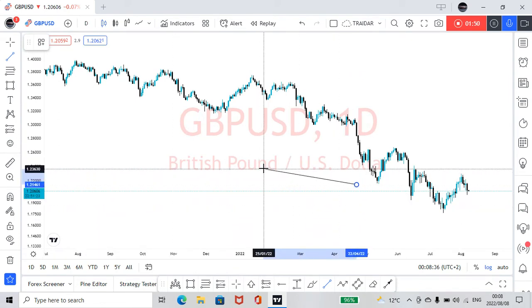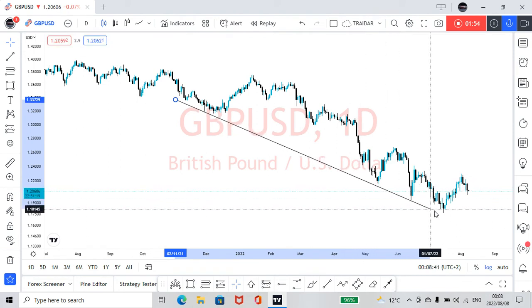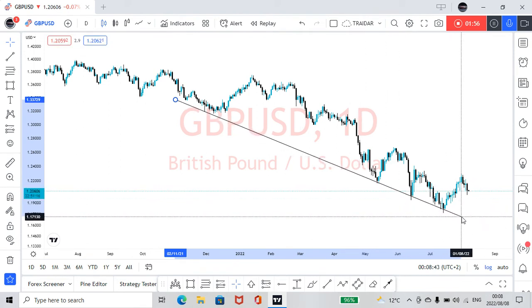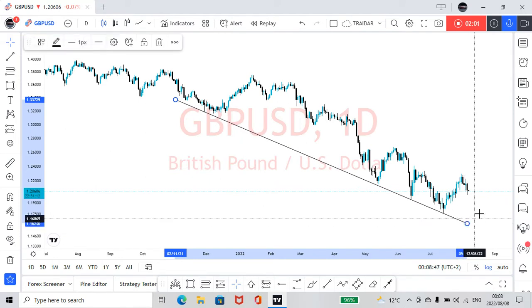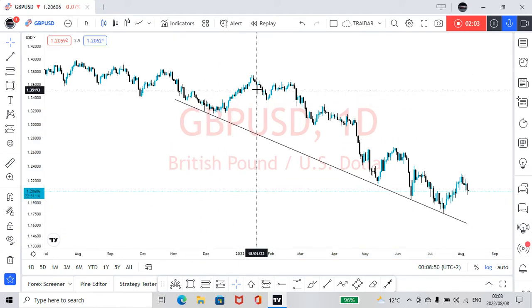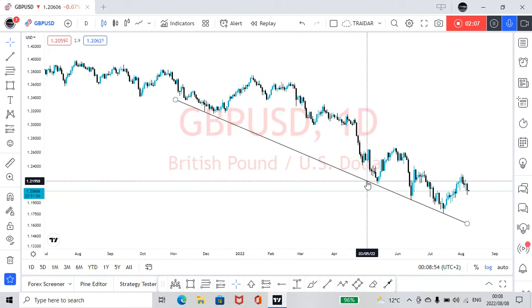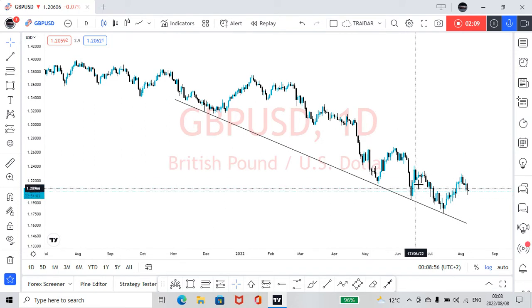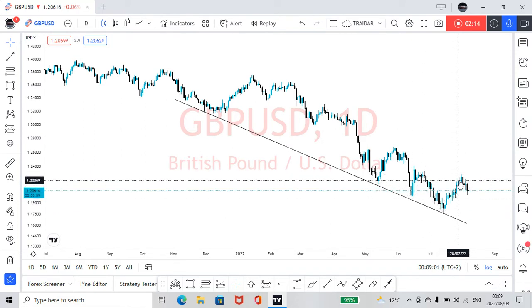So as you can see on our daily, I didn't mean to put that right there, but it's on already, so it is what it is. So we are seeing lower lows, lower highs, lower lows, lower highs, and so on. It could be lower highs, right?